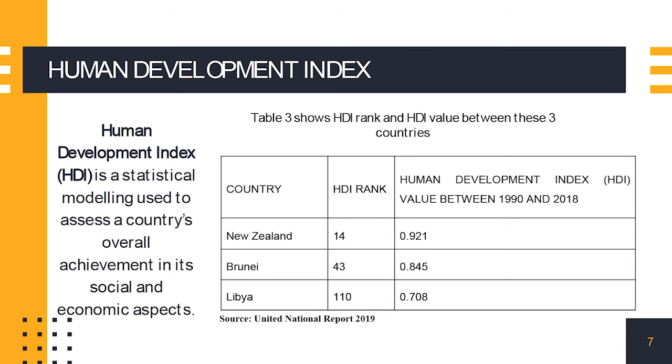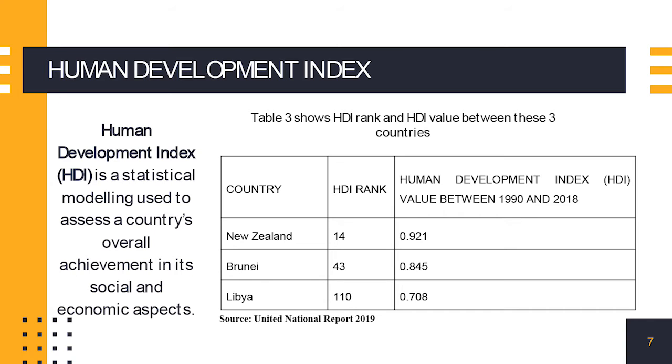So, what is the Human Development Index? Human Development Index is a statistical model used to assess a country's overall achievement in its social and economic aspects. The components of a country's Human Development Index are focused on safe living, educational awareness, and a living wage standard. It was developed to underline that perhaps the key criteria for determining national progress should be their skills, not just academic growth.